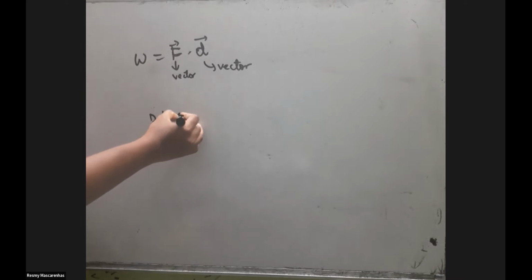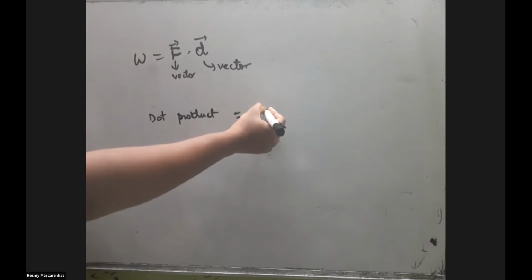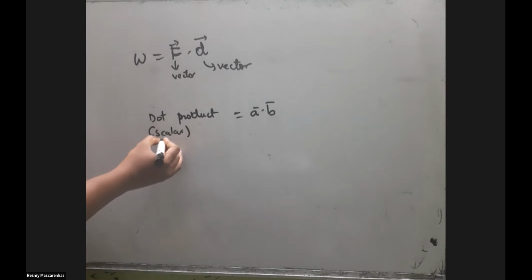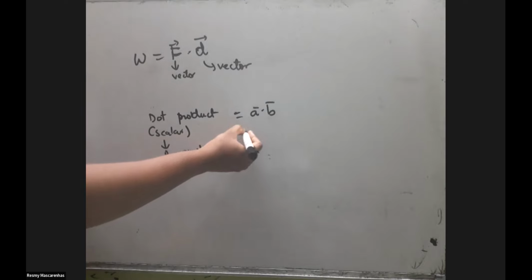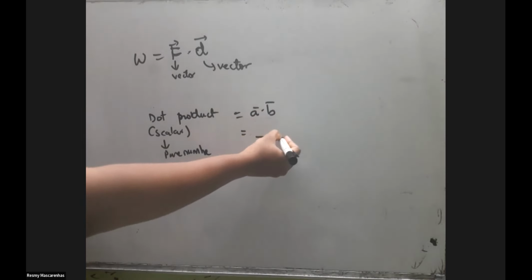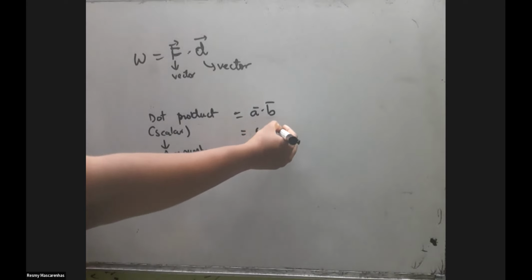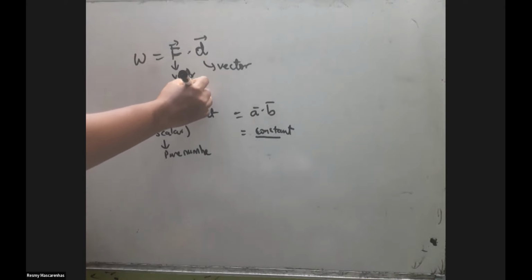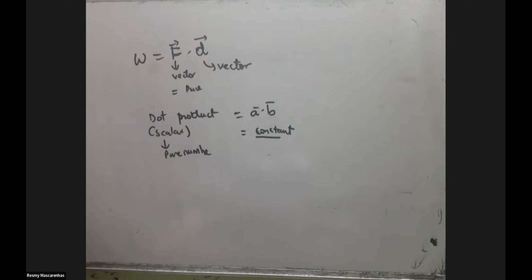The dot product is nothing but a bar dot b bar. It is also called a scalar product. Why is it called a scalar product? This is a pure number. Whenever you find the dot product of two vectors, you will always get a pure number, some constant. After multiplying these two, you will get a pure number. It will not be in terms of i, j and k. The i, j and k go.